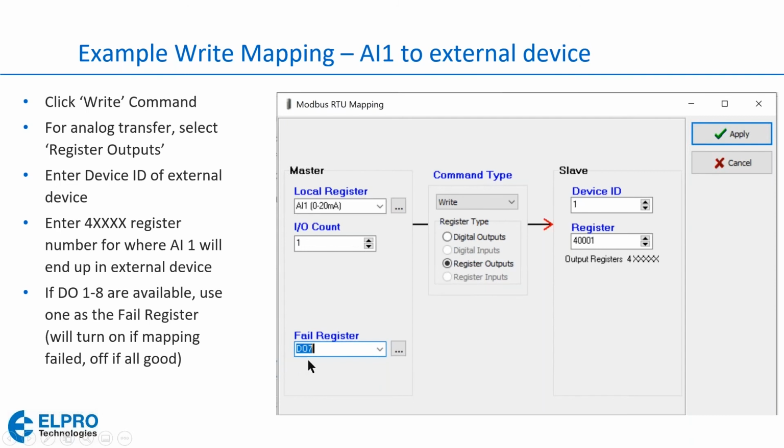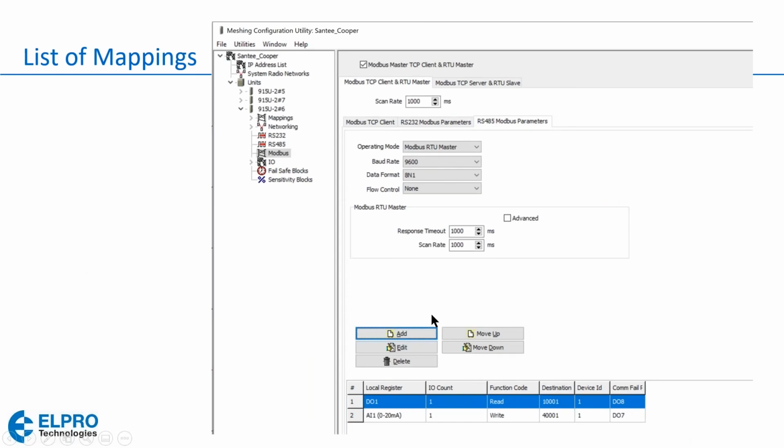In this case, I'm using DO7 because in the previous mapping, I used DO8. This way I can tell if this write mapping was successful just by observing the LED next to digital output 8 on the terminal block. Once we're done, we hit apply, and then we have our list of mappings down here. So this is under the Modbus menu that we looked at a few minutes ago. And now that we have added these two mappings, you'll see this information at the bottom of the screen.